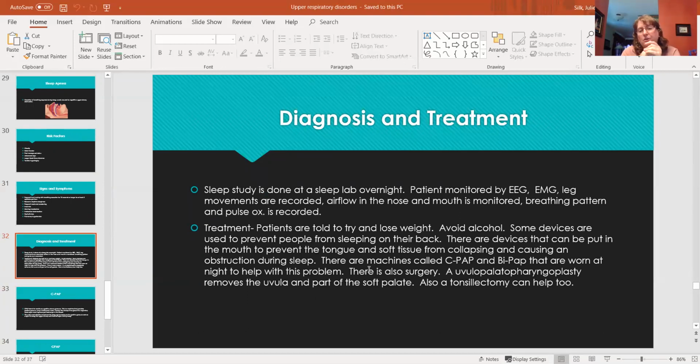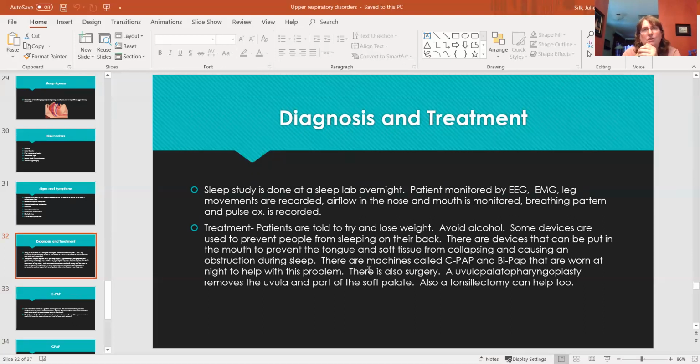So patients are told to try and lose weight. That's one of the first things they do, when they know they have sleep apnea, is they encourage that. Avoid alcohol if they can. Some devices are used to prevent people from sleeping on their back. So there are devices that can be put in the mouth to prevent the tongue from falling backwards and collapsing the airway. And then of course there's CPAP and BiPAP machines that people can use.